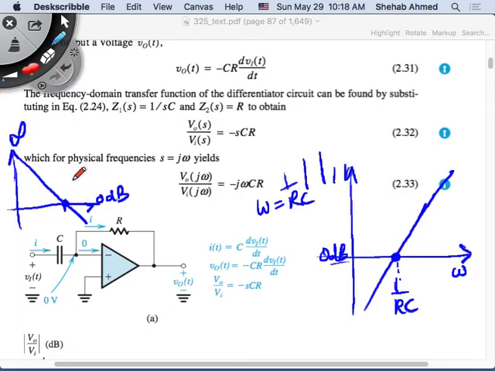That if we put a DC signal, what happens in the integrator? When we put a DC signal, what's going to happen? The gain will become infinity. So the output will go to infinity. What does that mean for the output of the op-amp? It will saturate.